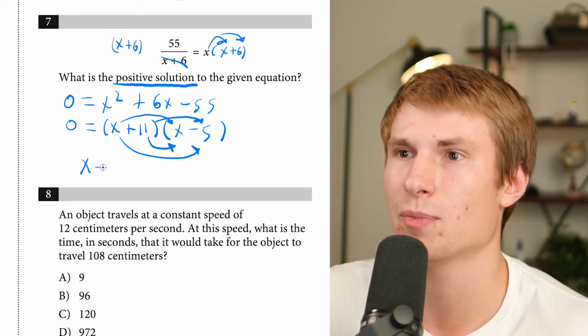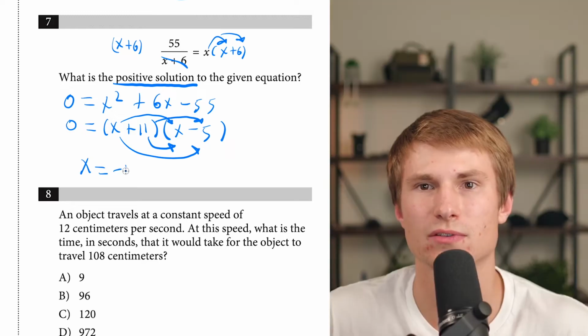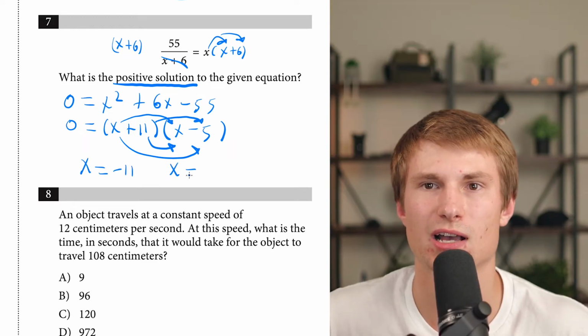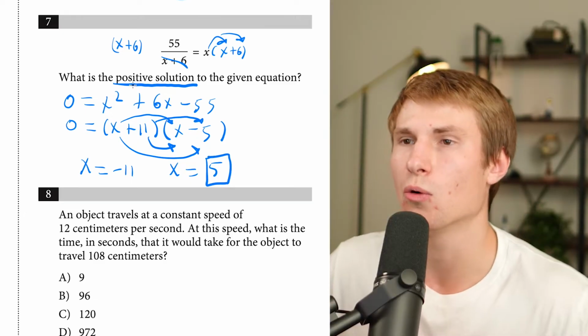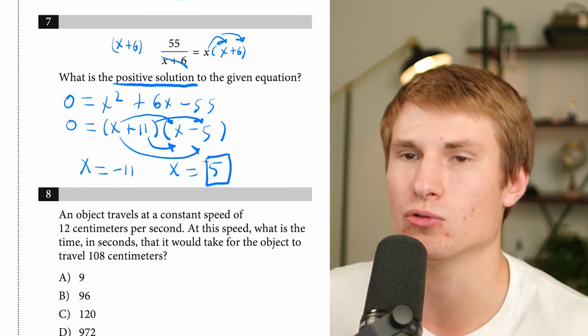As you can see, we have 2 possible solutions, but only one will be positive. The negative solution is X is negative 11, and the positive solution is X is 5. Only one of these is the correct answer here. It has to be 5 because we are told what is the positive solution. So 5 is the only answer here.